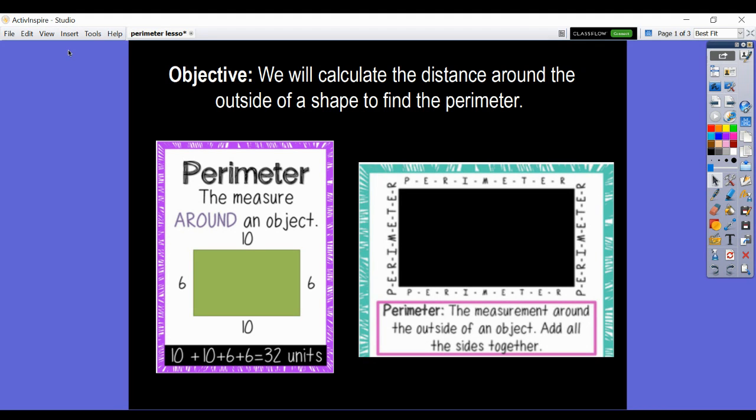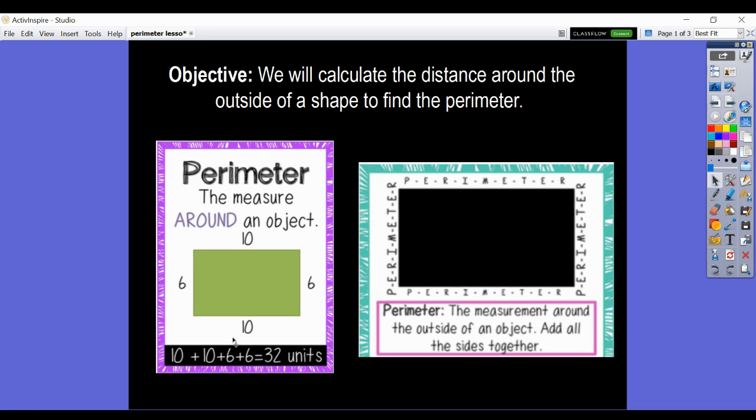Today's objective will be we will calculate the distance around the outside of a shape to find the perimeter. So that's how you find the perimeter, is by finding the outside distance around the shape. As you can see here in the first box, it says perimeter is the measure or the measurement around an object. So you see here we have a rectangle.